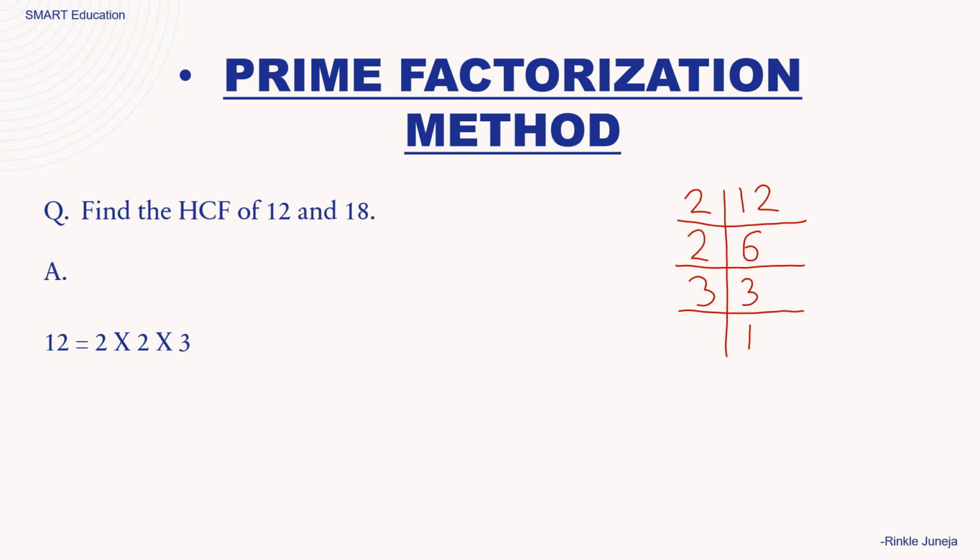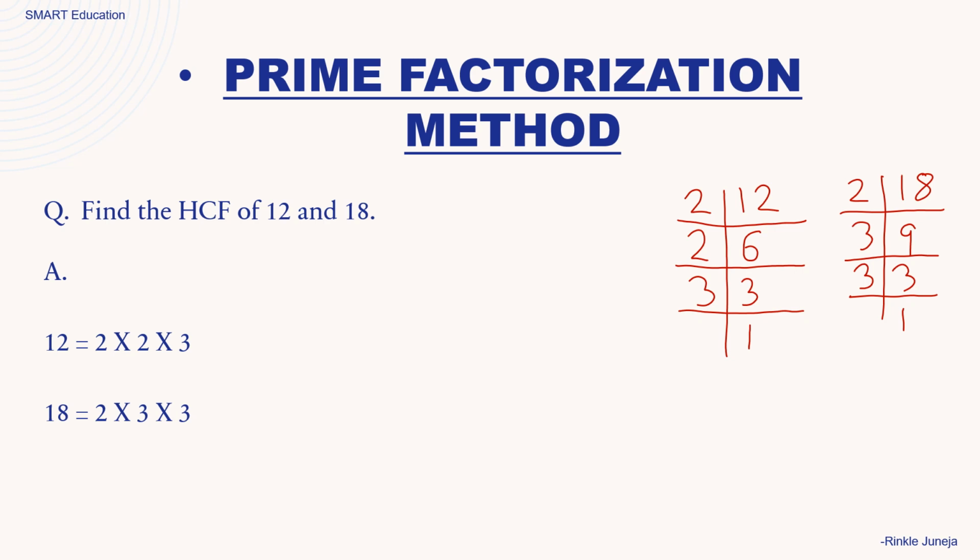Now let's do the same for number 18. 18 can also get divided by 2. So we write down 2. We get the answer as 9. Now 9 can be divided by 3. So we write down 3. When we divide 9 by 3, we get the answer as 3 again. And this 3 can be divided only by 3. So we divide this again by 3 and we get the answer as 1. So the prime factorization of 18 is 2 into 3 into 3.